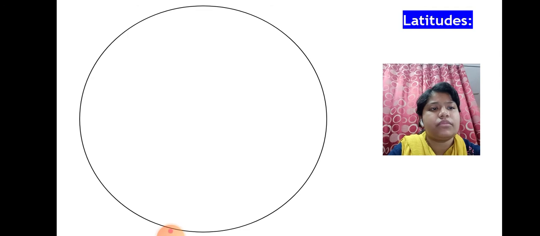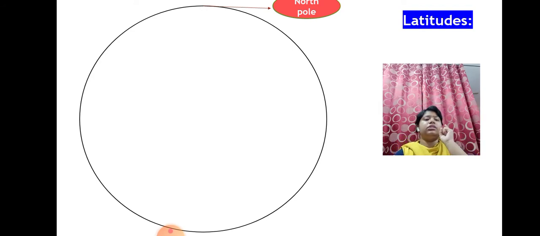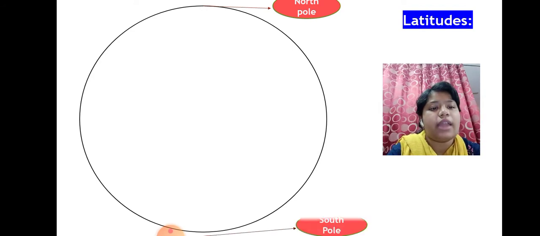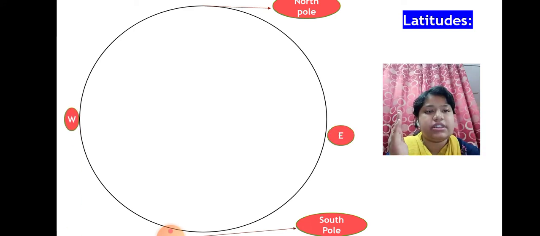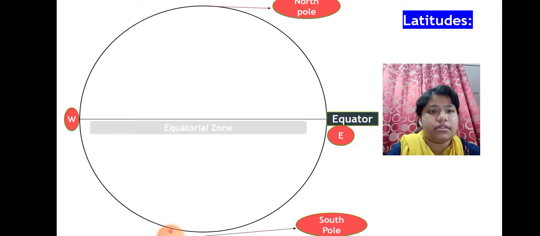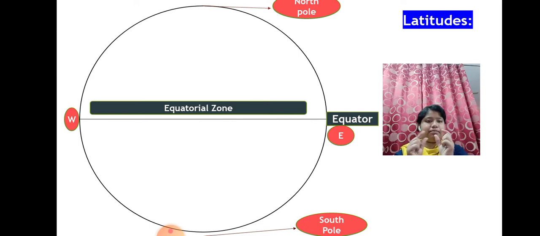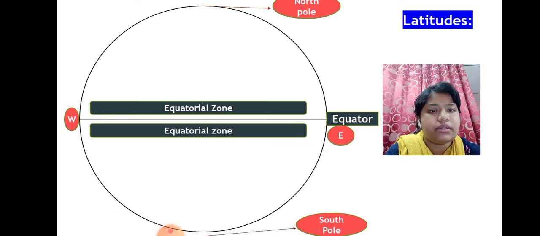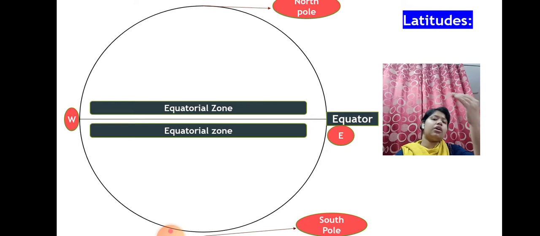You can see the big circle is the globe. The topmost part of the earth is the North Pole, and the bottom is the South Pole. On the left side we have west, on the right side east, and what divides them equally is the equator. This place from west to east is called the equatorial zone. Similarly, towards the north it is the equatorial zone, and towards the south it is the equatorial zone, near the equator.